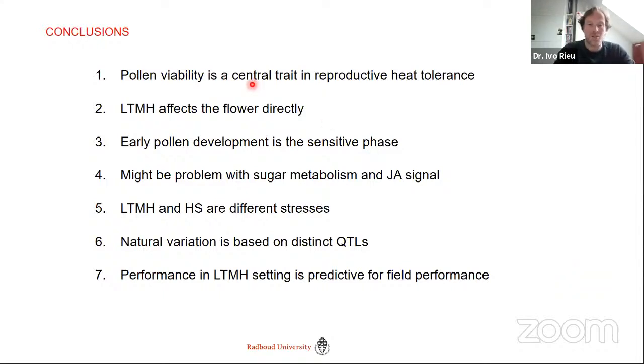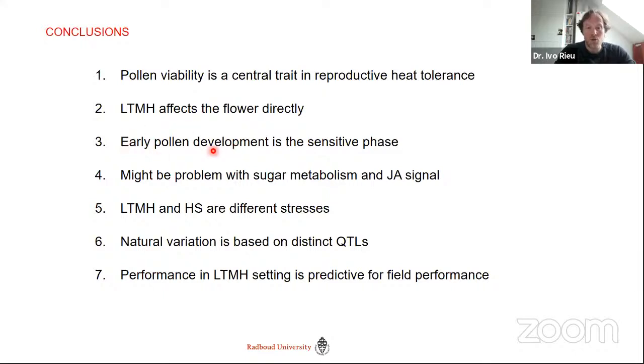They should sound familiar to you by now. Pollen viability is a central trait in reproductive heat tolerance. We've shown that it does correlate with fruit set in our experiments and even in the field in the last experiment. Long-term mild heat affects the flowers directly, so it's not an indirect effect on the vegetative part of the plant. It's the flower itself that perceives the heat.